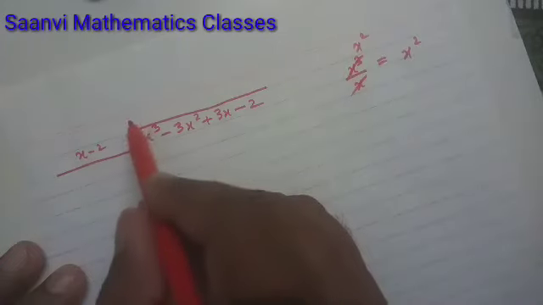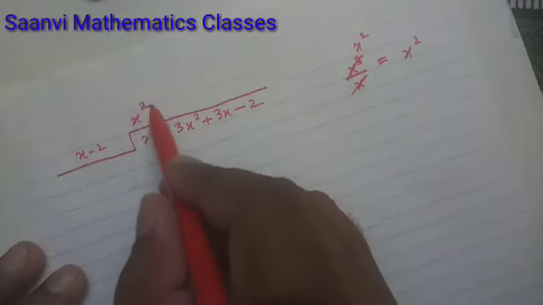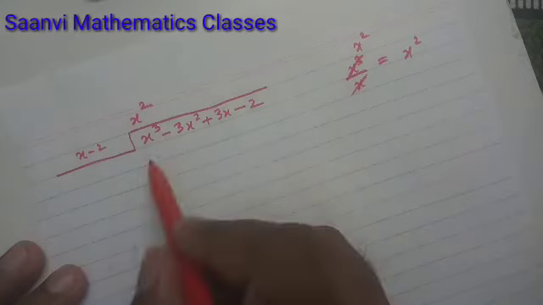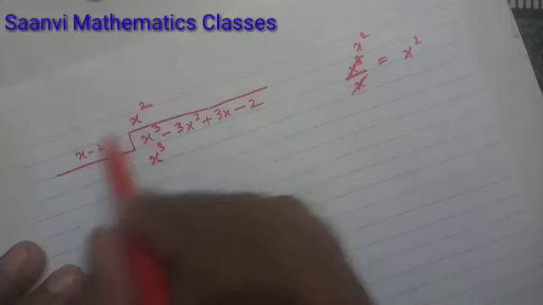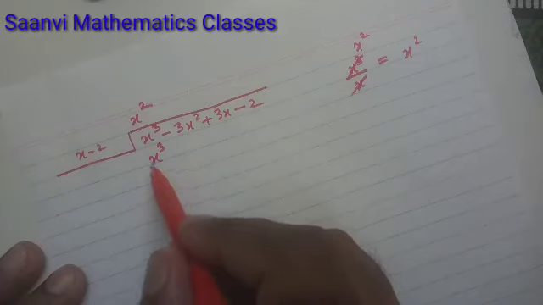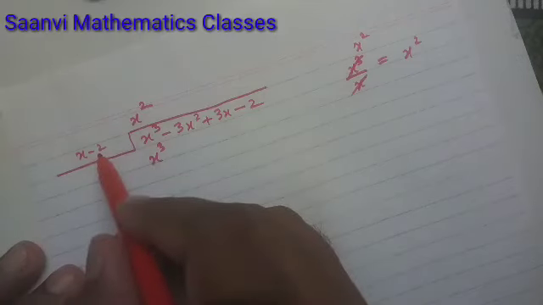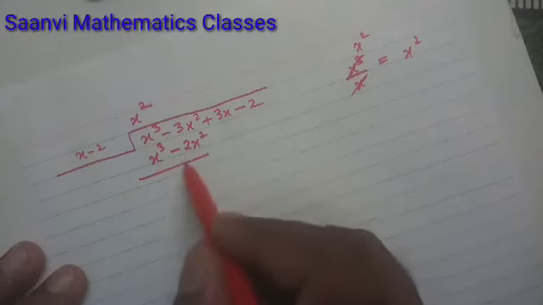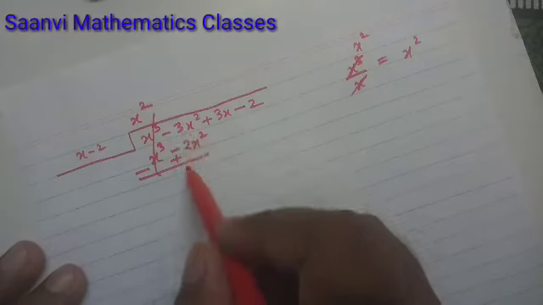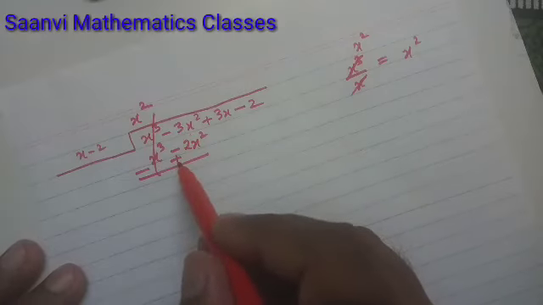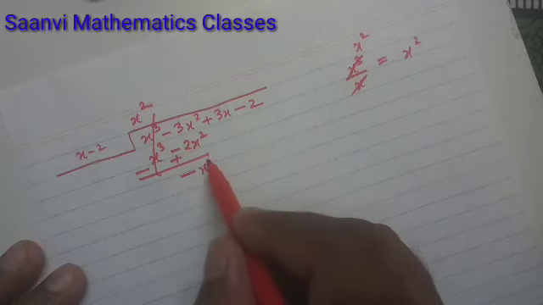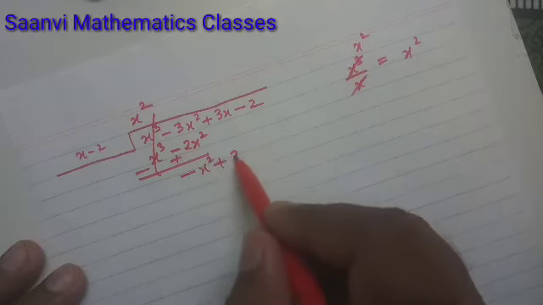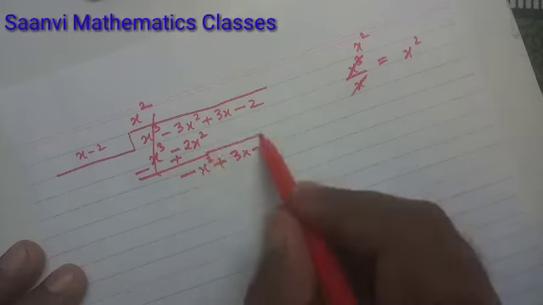So the first term by which we need to multiply is x square. X square into x is x cube. X square into minus 2 is minus 2x square. We'll change the sign, so it becomes minus and plus. This will cancel out, and one is negative, one is positive, so it will be subtraction. It will become minus x square plus 3x minus 2.